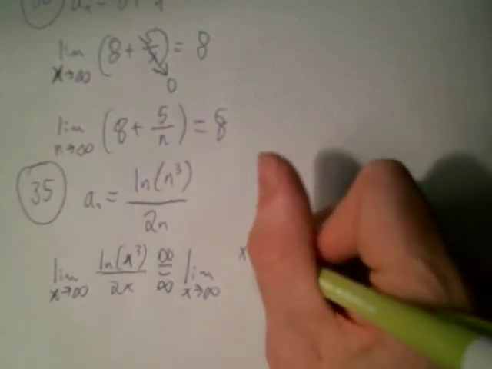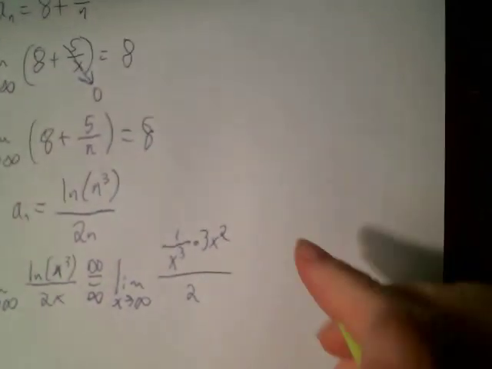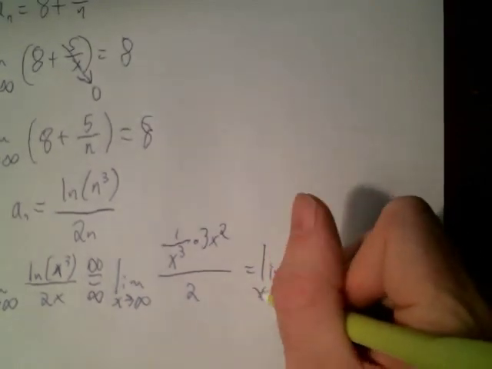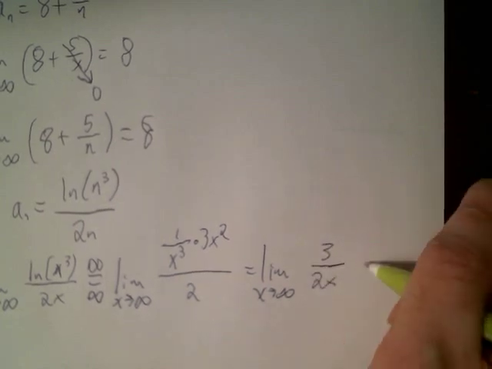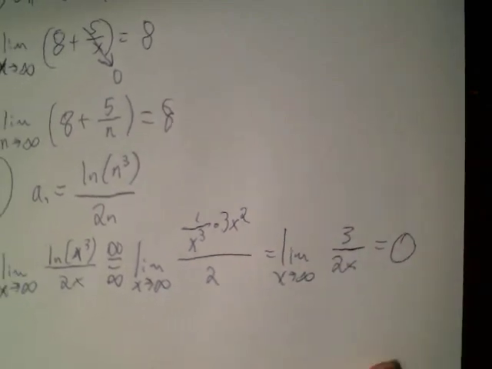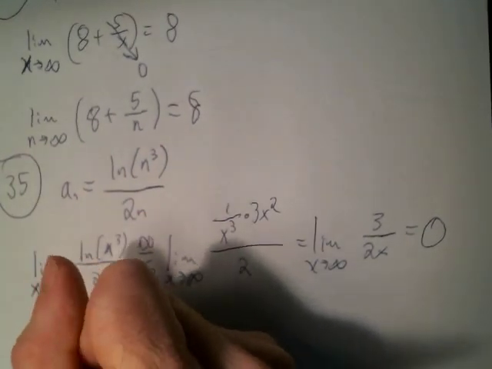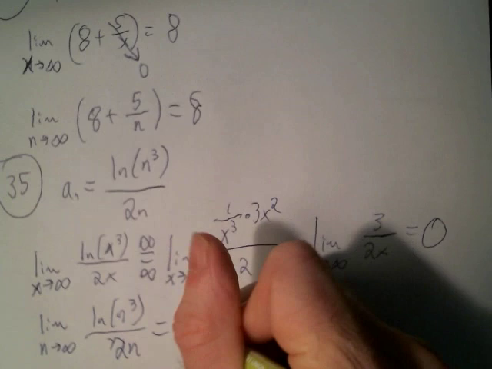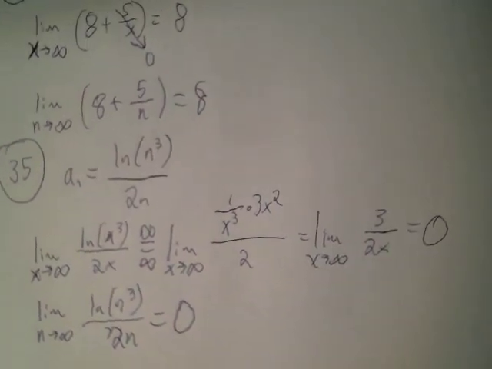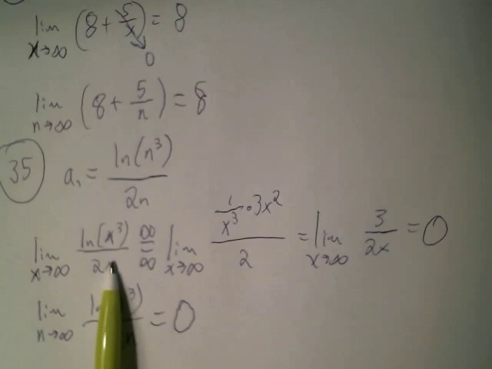What do we get? 1 over x cubed times 3x squared all over 2. This would be the limit as x goes to infinity of 3 all over 2x, and then that would be 0. Okay, so then the limit as n goes to infinity of ln of n cubed all over 2n must be 0. Okay, so clearly, in order to do L'Hopital's rule, I need to have the differentiability of these functions.